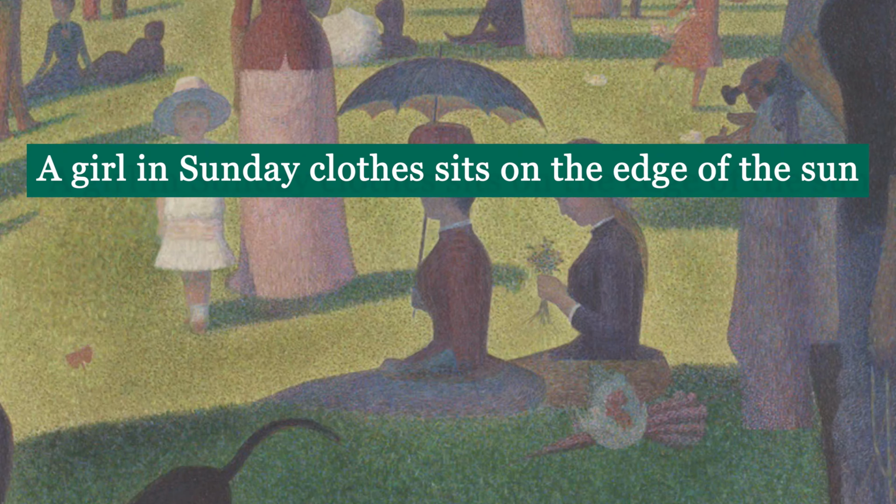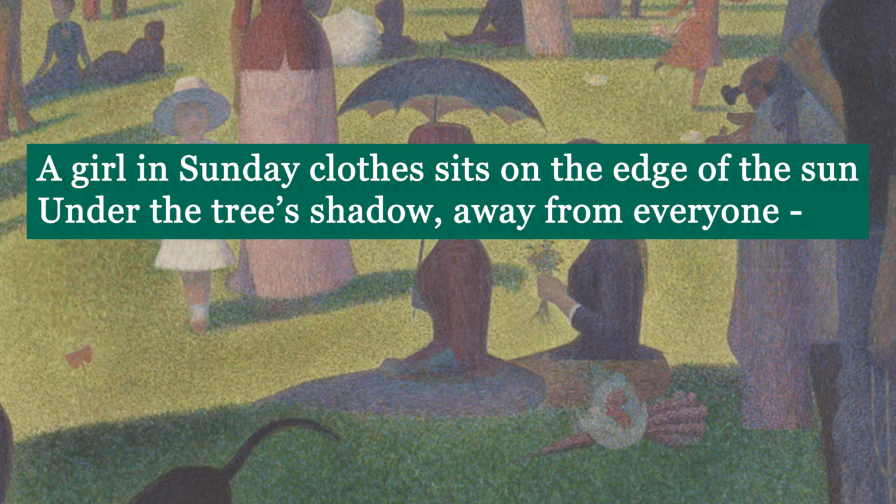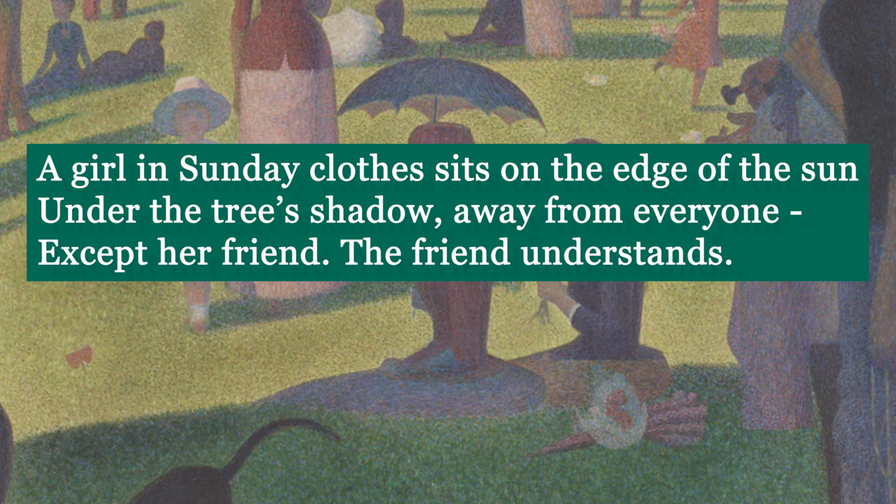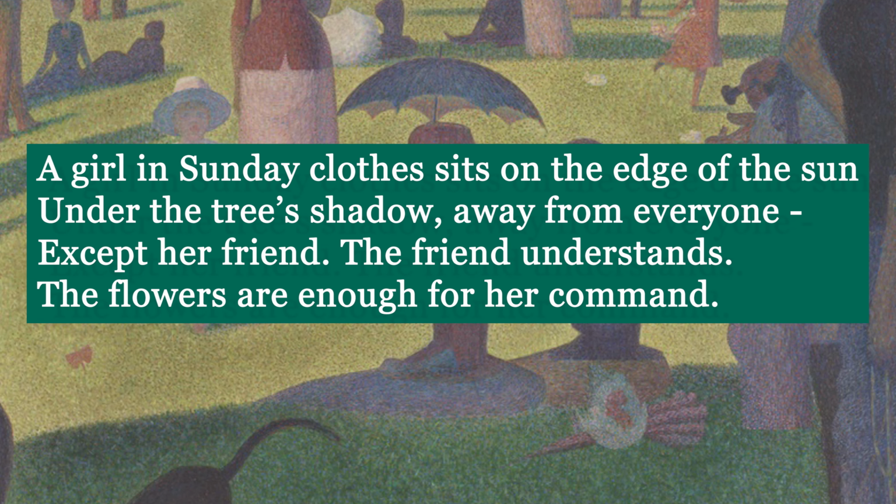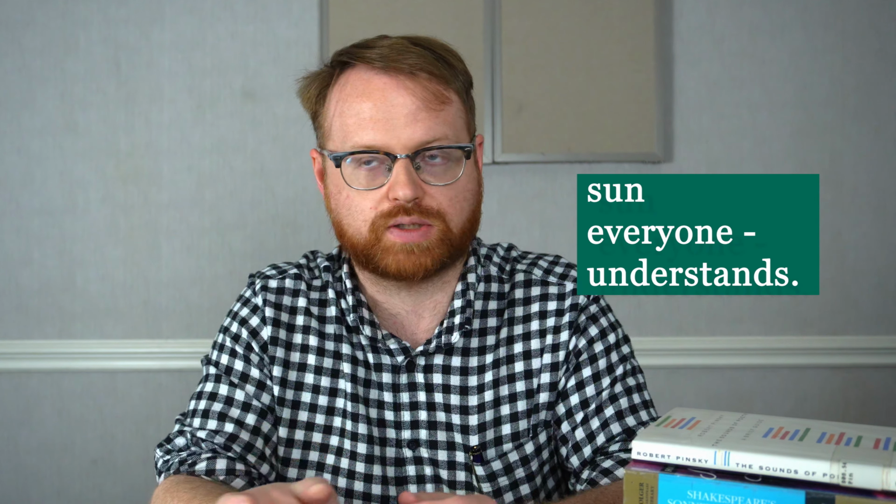So this is what I wrote. A girl in Sunday clothes sits at the edge of the sun, under the tree's shadow, away from everyone, except her friend. The friend understands. The flowers are enough for her command. For rhythm, I have this rhyme scheme: sun, everyone, understands, command.